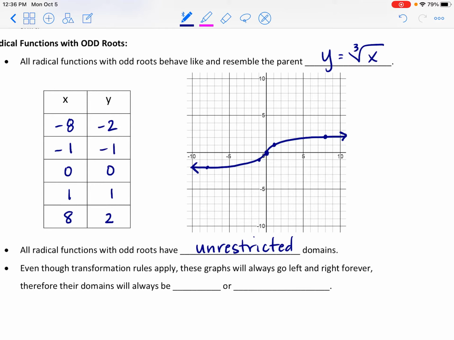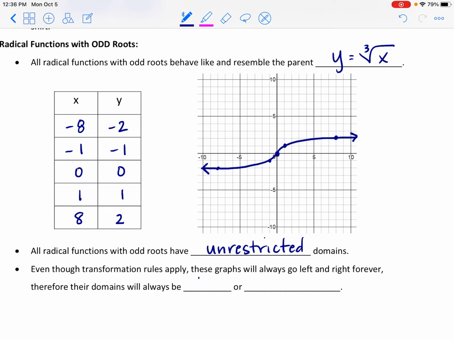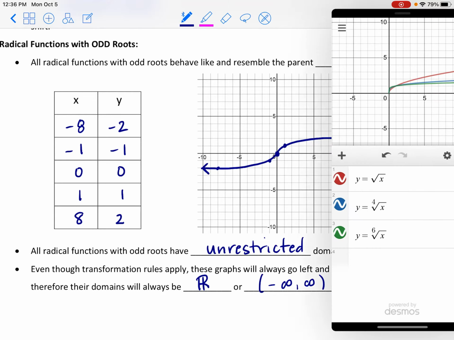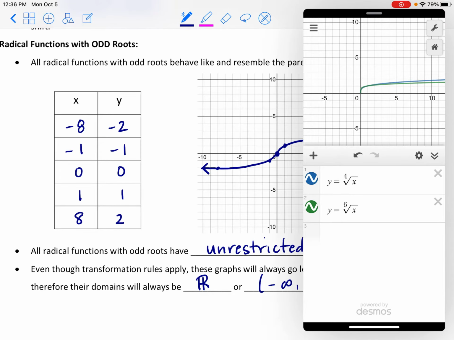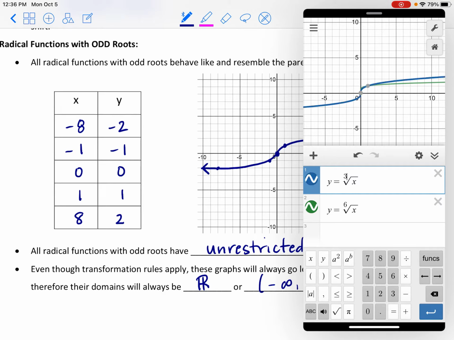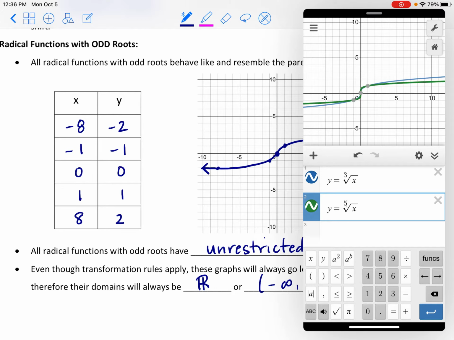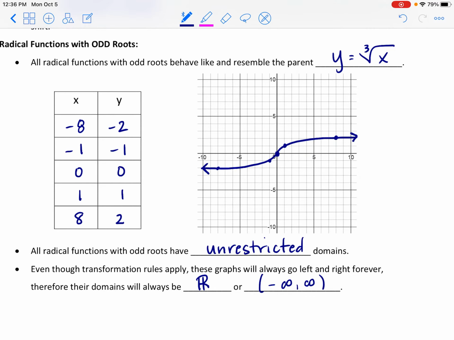And even though the transformation rules apply, it doesn't matter if I shift this graph up, down, left, right. If I reflect it, it's still going to go left and right forever. So the domain will always be, we can say, all real numbers, or everything from negative infinity to infinity. And again, just so I can show you, if we made this the cube root, there's our cube root function. If I made this the fifth root, okay, it's a little bit compressed, but the behavior is the same. And if I made it a seventh root, again, a little more compressed, but the same behavior. So all odd roots will behave the same way.